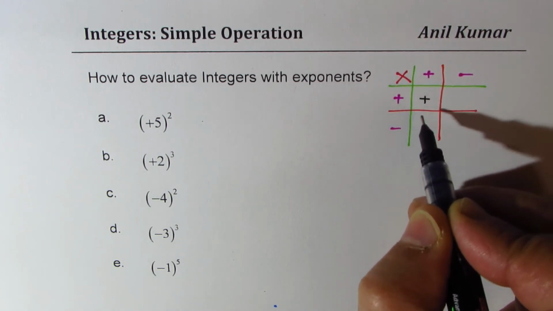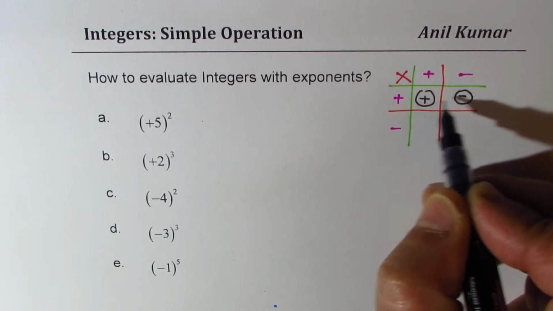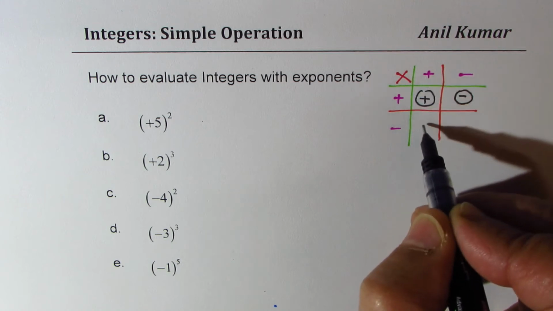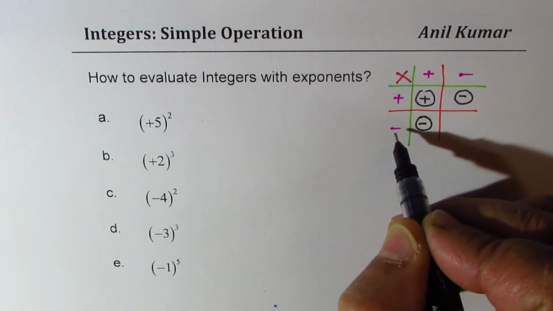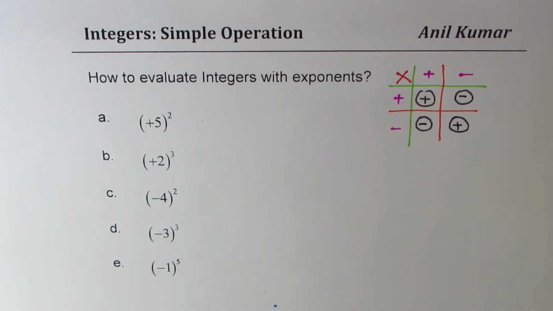Positive times positive is positive. Positive times negative is negative, different sign. Negative, positive are two different signs, we get negative. Negative, negative, both same sign, so positive is the answer. Correct?